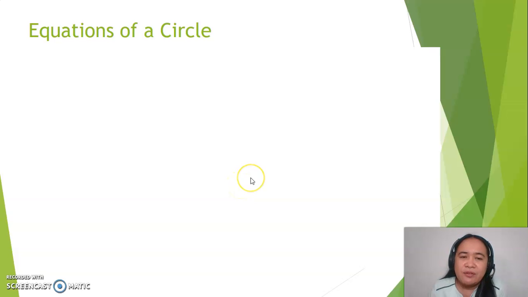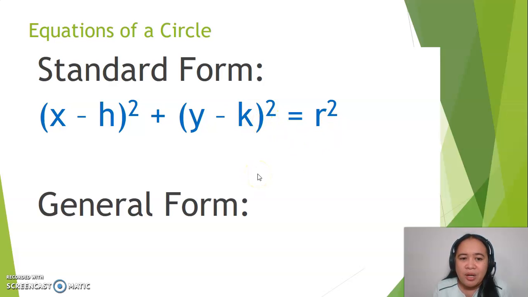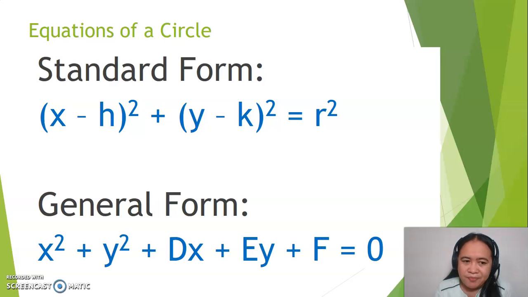Next. Now, equations of a circle can be expressed in two different ways. It could be in standard form, which is (x − h)² + (y − k)² = r², or it could be in general form, in which it's denoted by x² + y² + dx + ey + f = 0. So take note, when you say general form of a circle, the coefficients of x² and y² should be equal. Otherwise, it's not a circle.